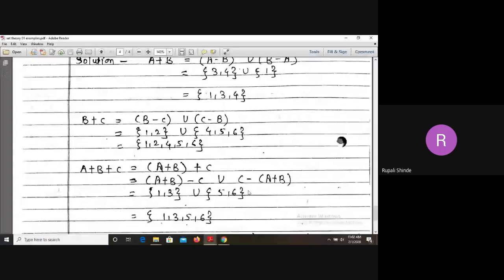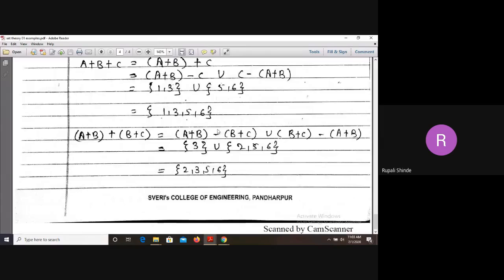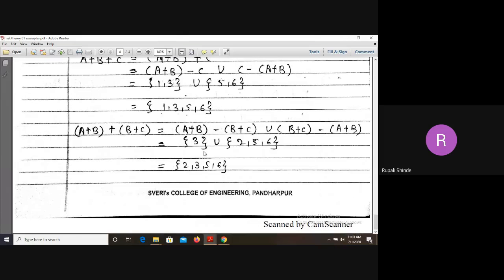Now check here. A plus B contains 1, 3, 4. B plus C contains 1, 2, 4, 5, 6. There are two elements that are common between these two sets, and those elements are 1 and 4. So we have to remove these two elements from A plus B. So this will give you the answer as set 3.